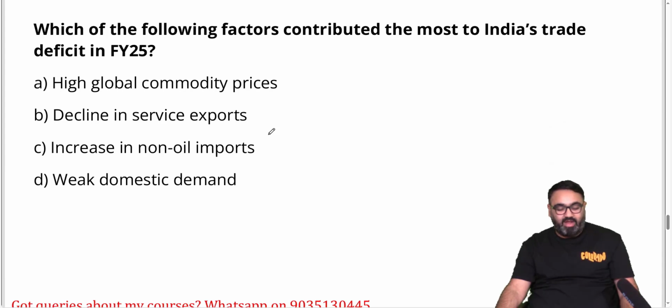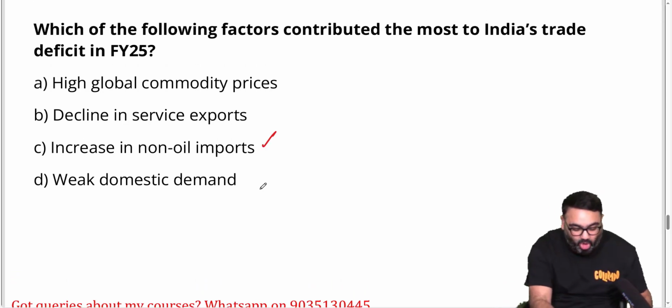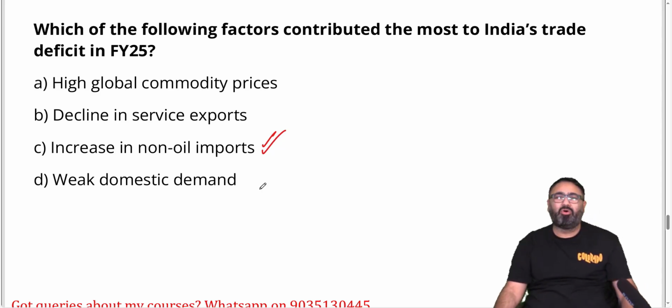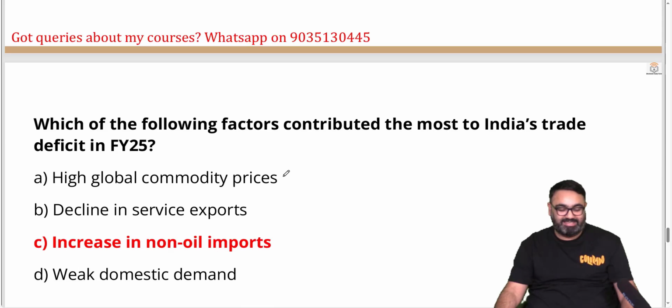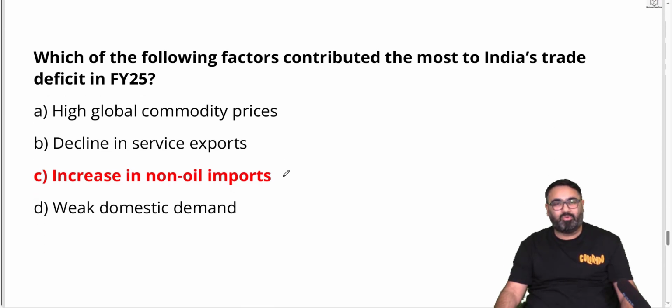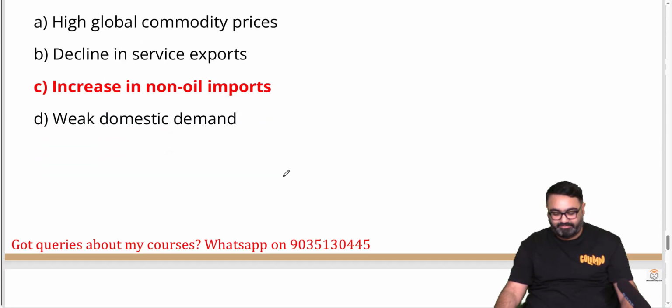First, which of the following factors contributed the most to India's trade deficit in FY25? High global commodity prices, decline in service export, increase in non-oil import, or weak domestic demand? So which of them led to an increase in the trade deficit? The answer is increase in non-oil import. Oil import will always remain high. The non-oil import also increased considerably. So the increase in that import also widened the trade deficit.